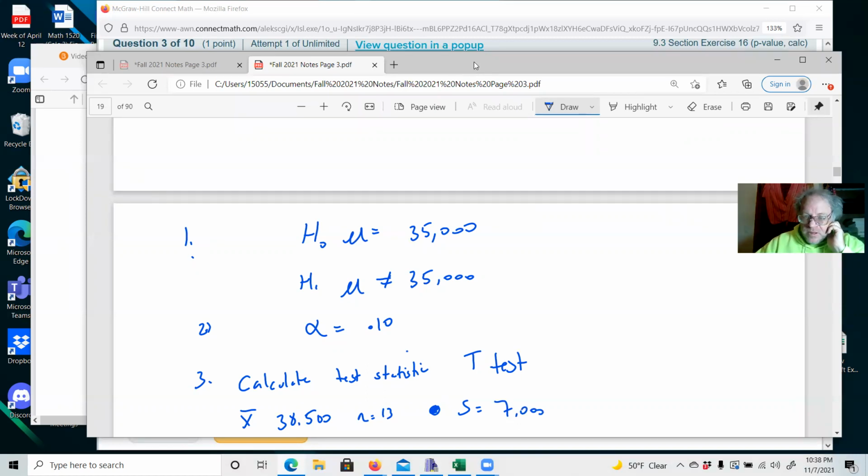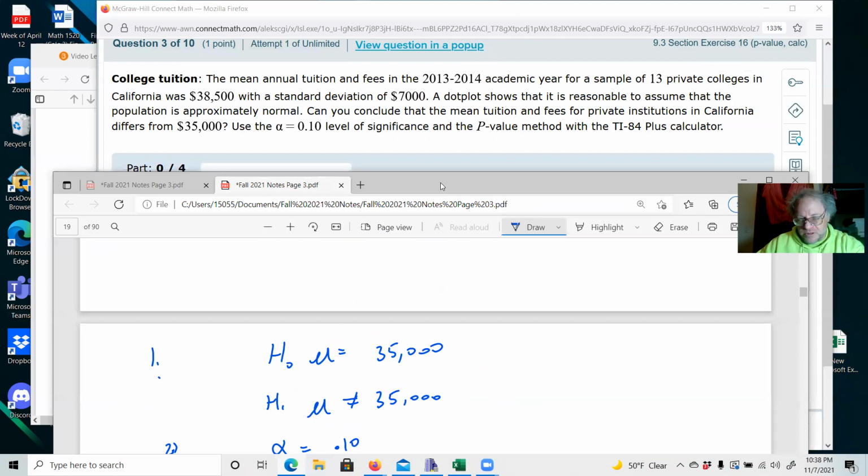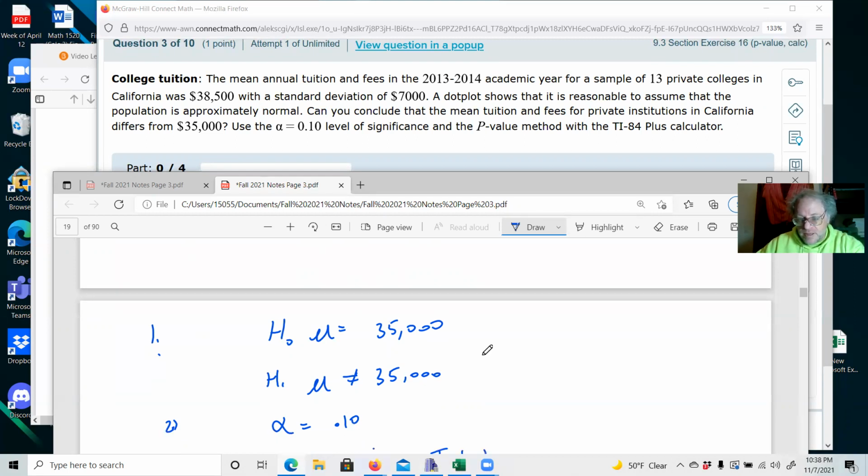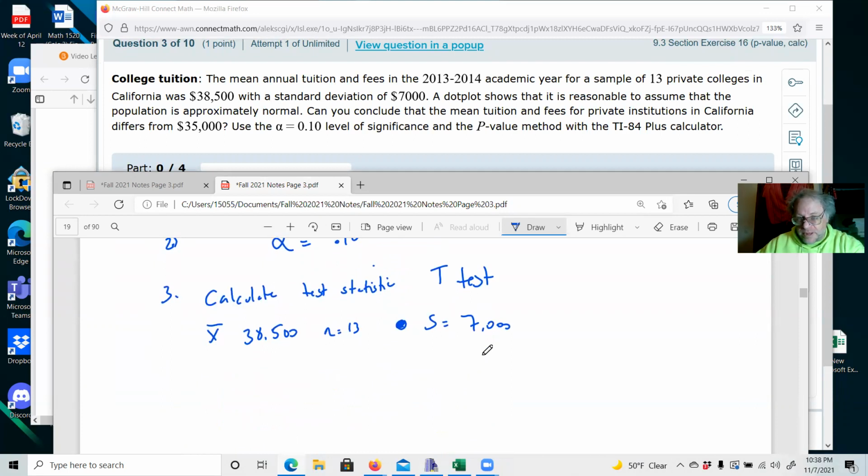By the way, if you're struggling a little bit with the grammar and how this is put together and how you're supposed to pull these things out, you're not alone. We try to be really careful when we write these things down. But look, tuition and fees for the academic year for a sample of 13 private colleges in California was $38,500. The $38,500 is referencing the sample. The standard deviation of 7,000 is referencing the sample. So there's a lot of reading comprehension in this section. So we have that.